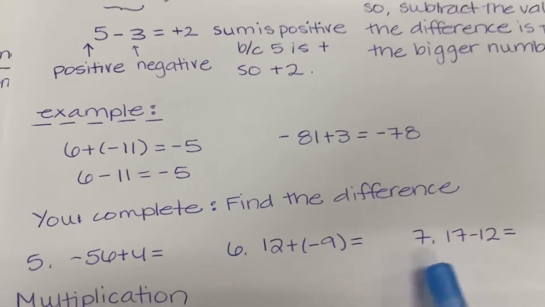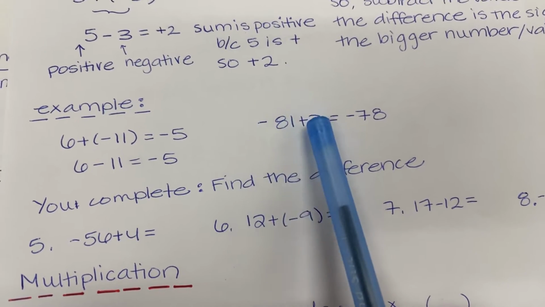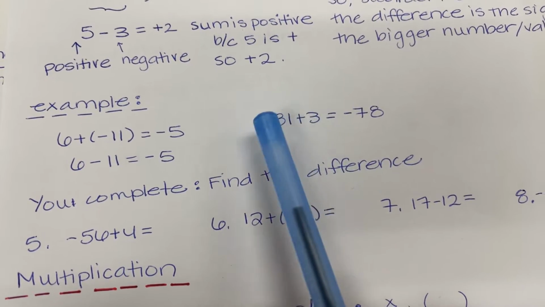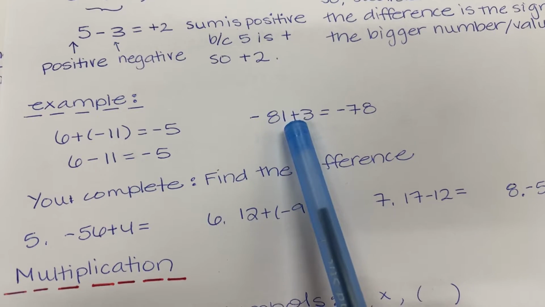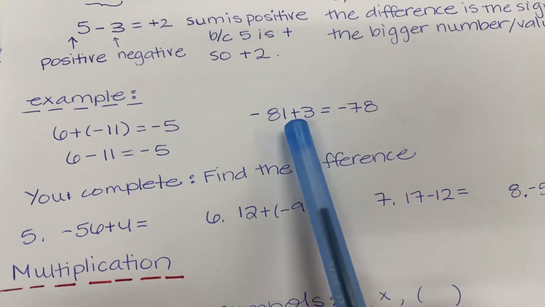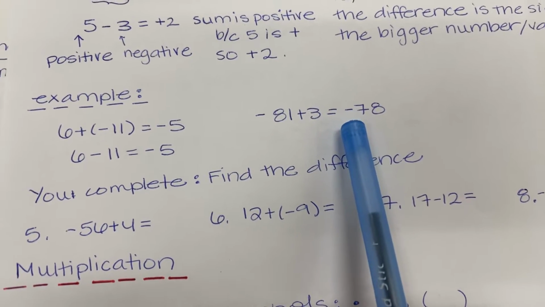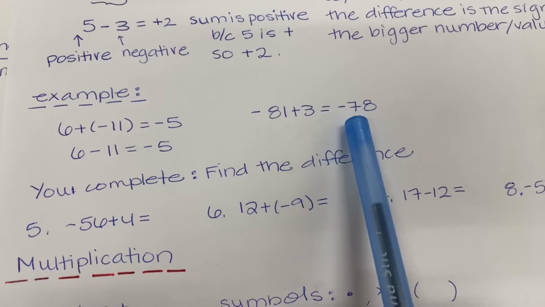Negative 81 plus 3. Again, 81 is negative, 3 is positive. They have opposite signs, so subtract. What's 81 take away 3? 78. Which number is bigger? 81, so it's negative. So my answer is negative, my difference is negative 78.